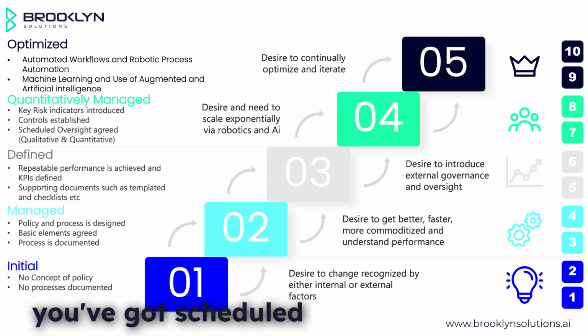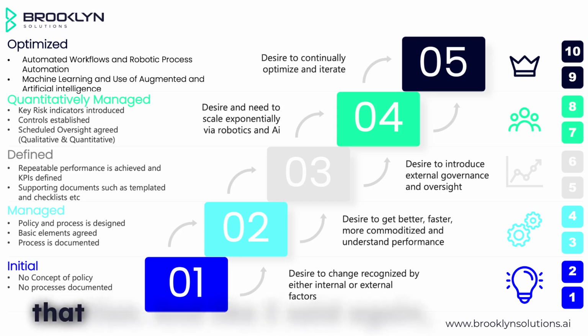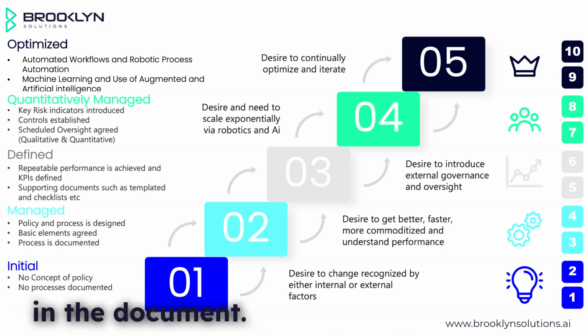On top of that, you've got scheduled oversight of your policy and that policy being delivered into the TPRM function. That oversight looks at qualitative and quantitative data to ensure that the policy is being delivered through the function as envisaged in the document. So that's stage 4.